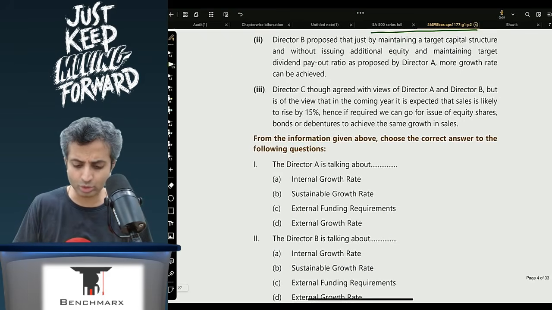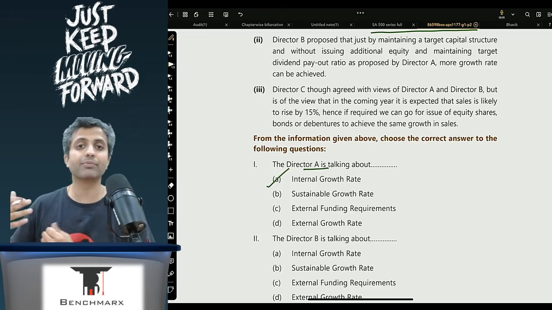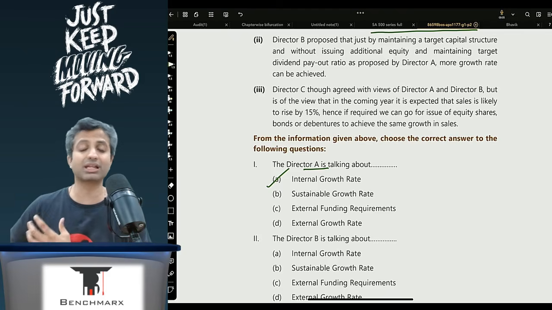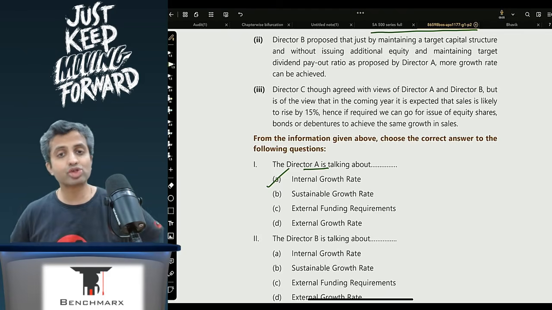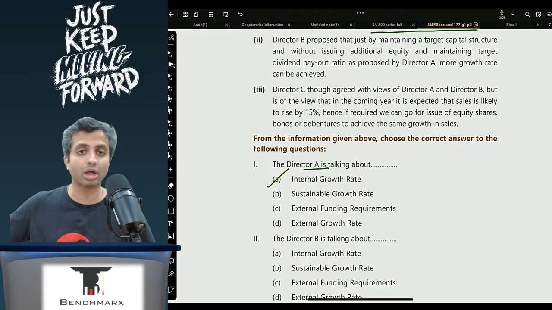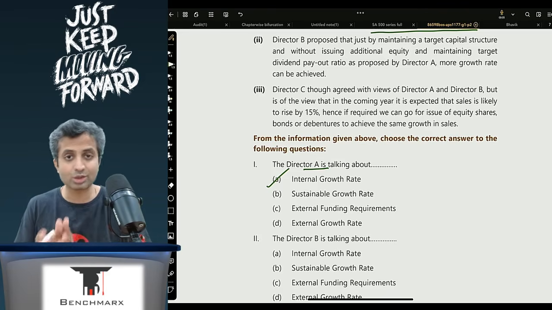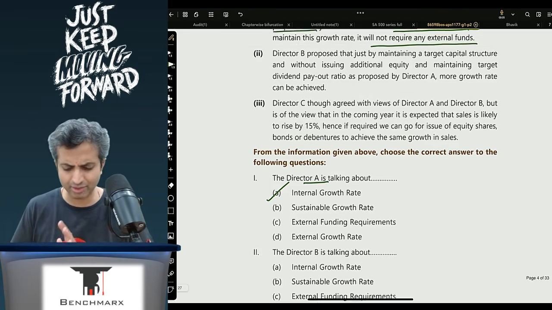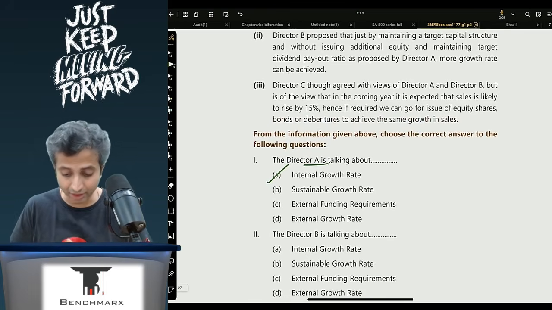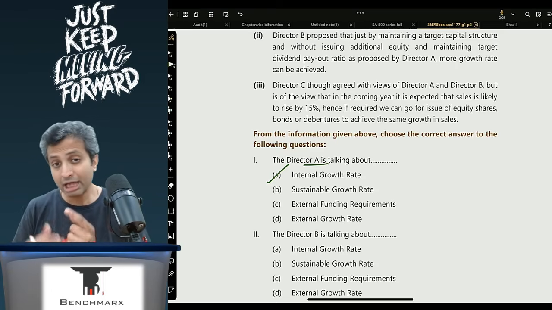Now, if I go to point 1, Director A is talking about, I think, the internal growth rate. It is not something which is going to continue. Sustainable growth rate is a growth rate which is based on retained earnings and your return on equity, which is expected to continue on a long run basis. However, over here, it is just talking about this particular year in question and not taking any external funds. So there's definitely no external funds requirement or external growth rate.